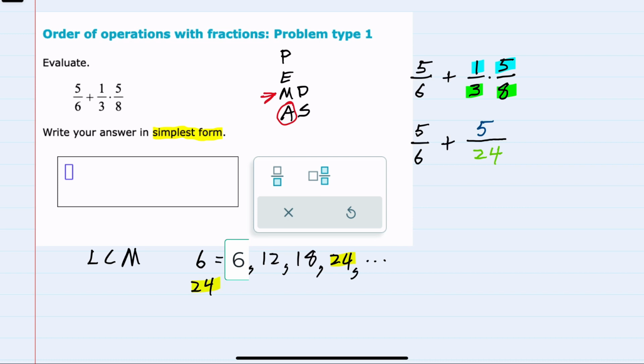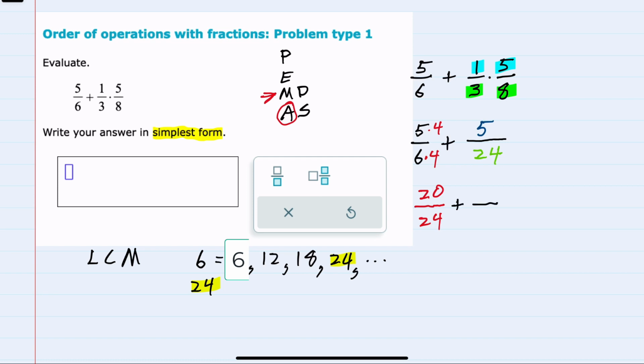So I can rewrite this with both fractions over 24. I just need to multiply the 6 by 4. And to do so, I would also have to multiply the numerator by 4. So in effect, I'm multiplying by 1, which is why the fraction would be the same as 5/6. But now I can write it as 5 times 4 in the numerator is 20, 6 times 4 in the denominator is 24.